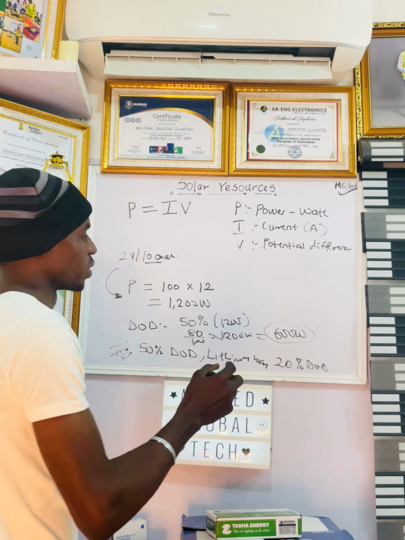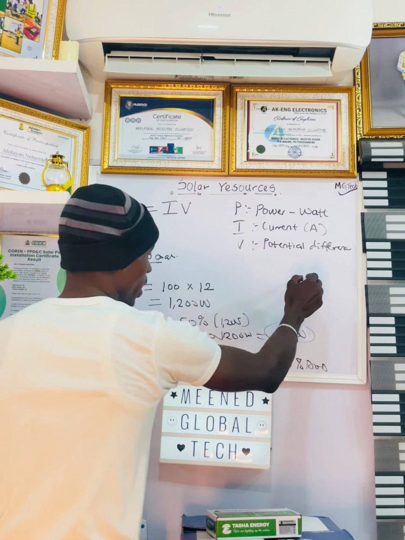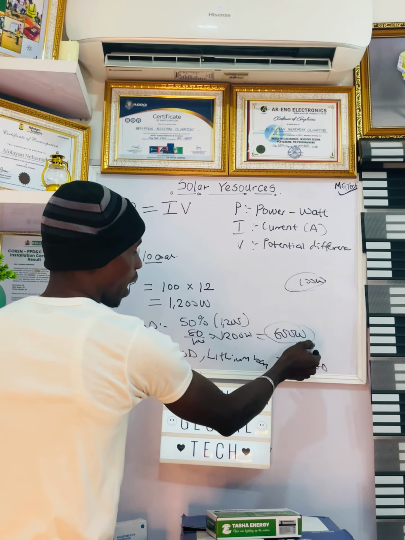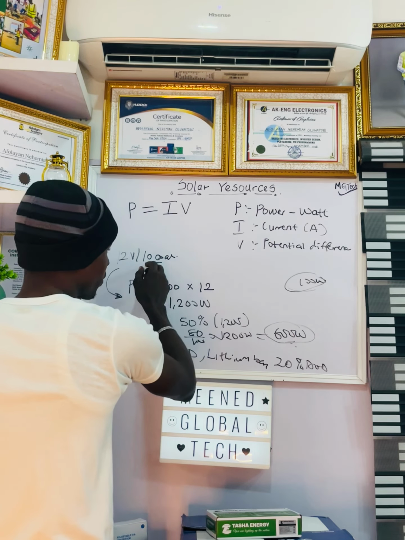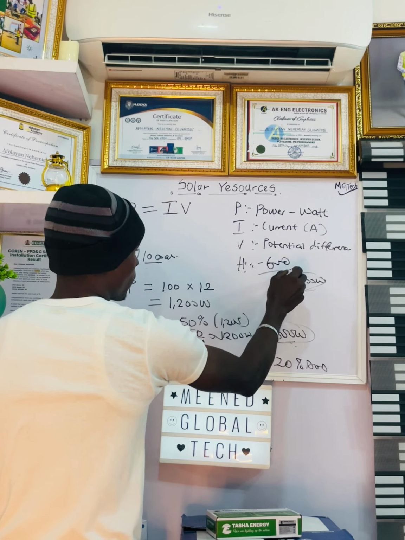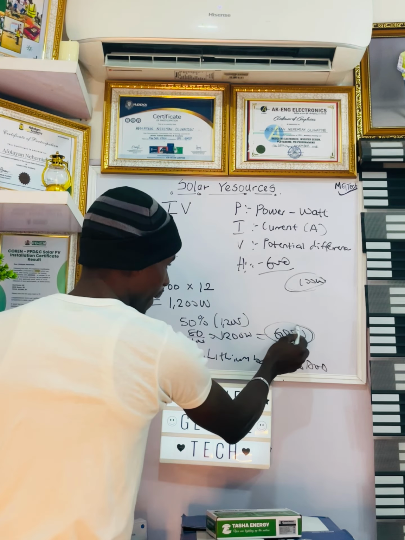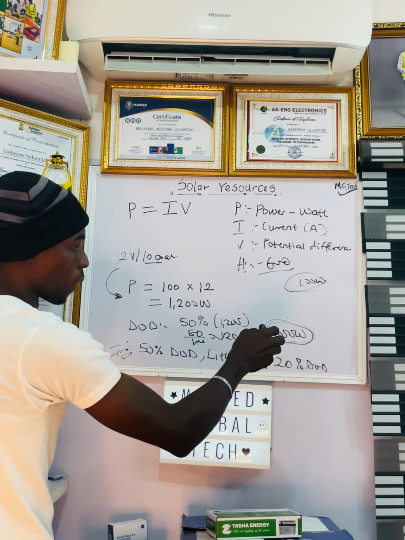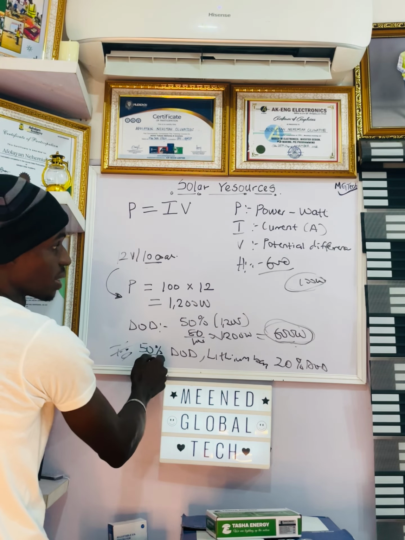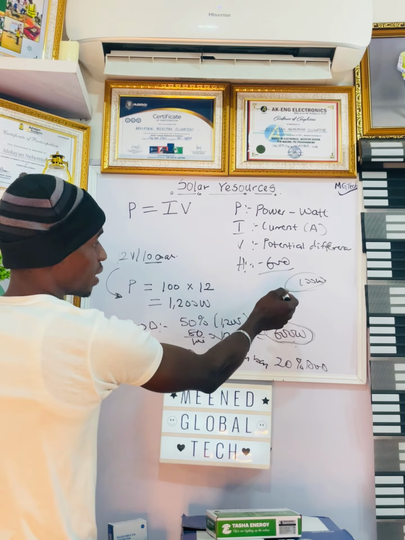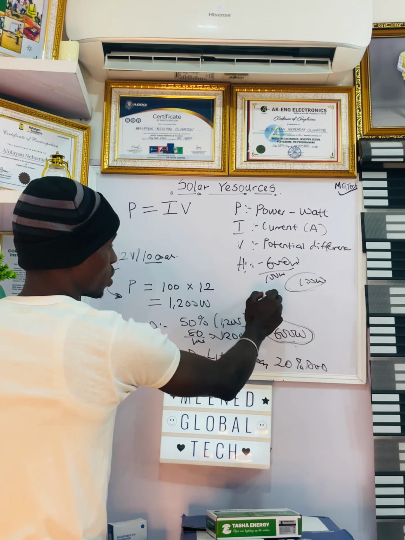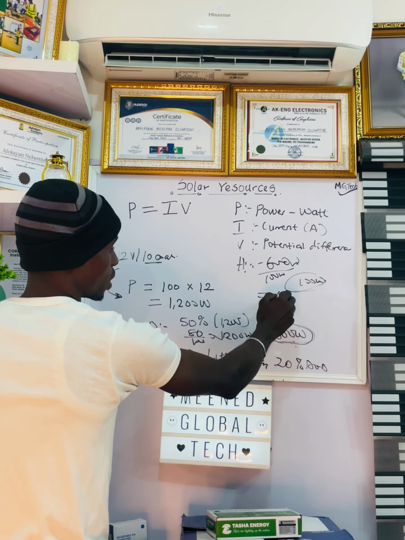Now, if all my loads together is 100 watts, how many hours will I be able to use this battery fully charged? It's going to be 600, which is the power of the battery in full, having calculated the DOD of 50%, divided by my loads, which is 100 watts. So how many hours are you going to use? You're going to use 6 hours.